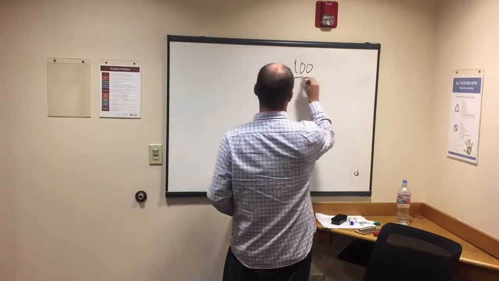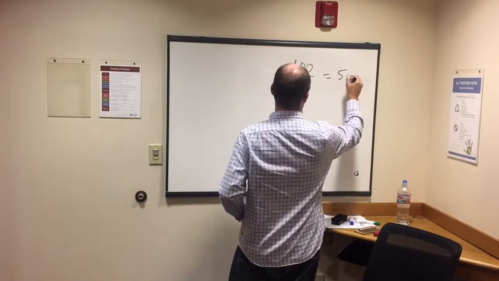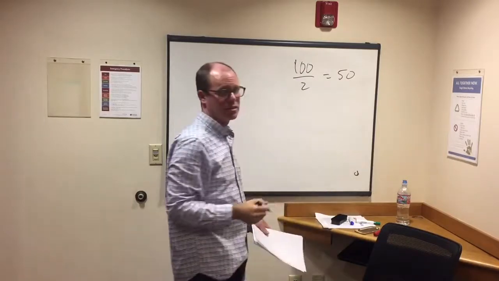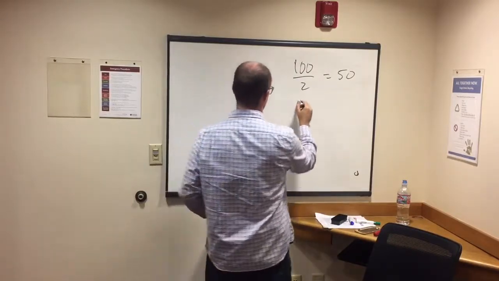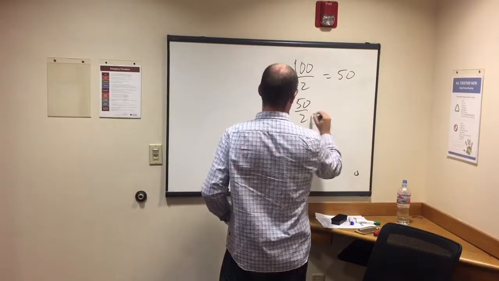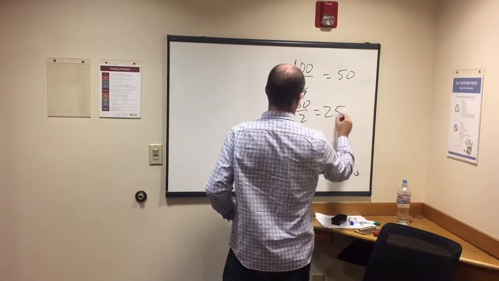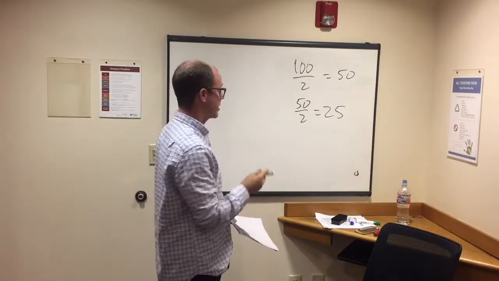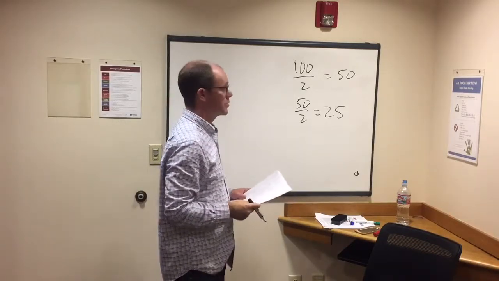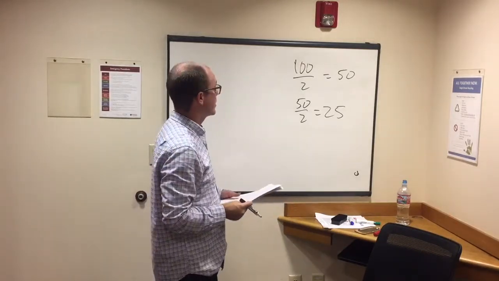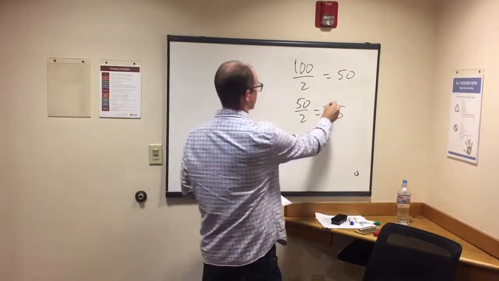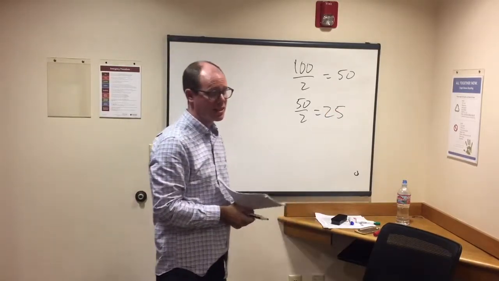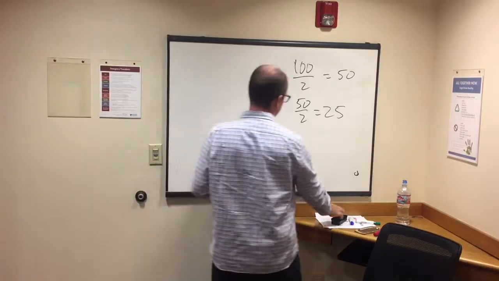Okay, so what I'm going to do is 100 divided by 2 equals 50. And we're going to do it one more time. 50 divided by 2, 25. Okay, so 25 is an odd number, right? And because of that, it is not divisible. 100 is not divisible by 8, right? So if this answer had ended in even, like 24 or 26, then the answer would be yes.